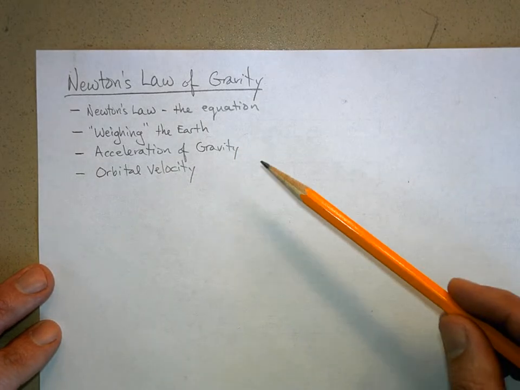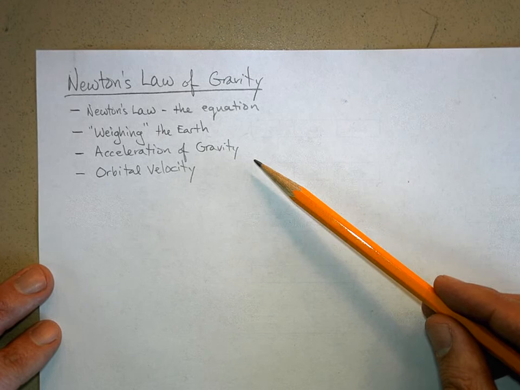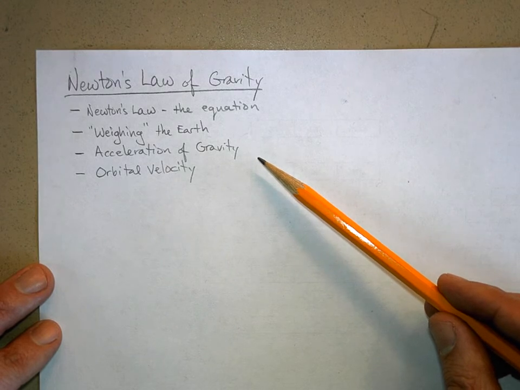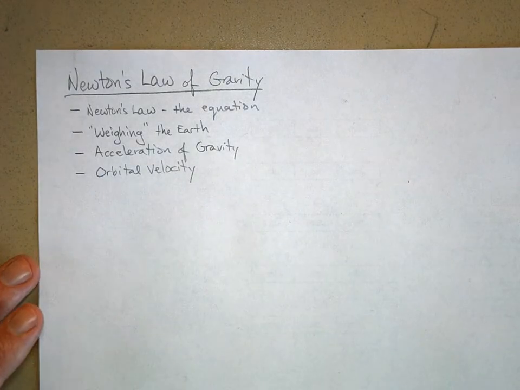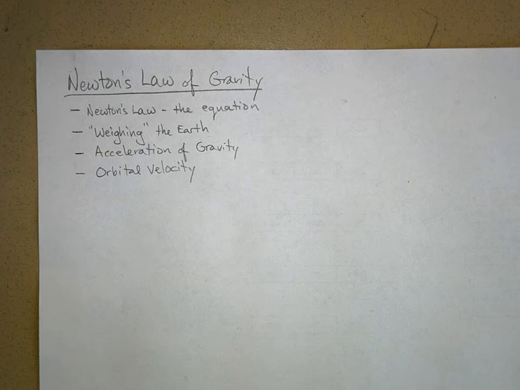We'll talk about how to use Newton's law to calculate the acceleration of gravity, not just at the Earth's surface, but any distance above the Earth's surface, right? As you get way above the Earth's surface, obviously, gravity gets less and less. Well, using Newton's law of gravity, we can figure out exactly what the acceleration of gravity is going to be at any distance above the Earth's surface.